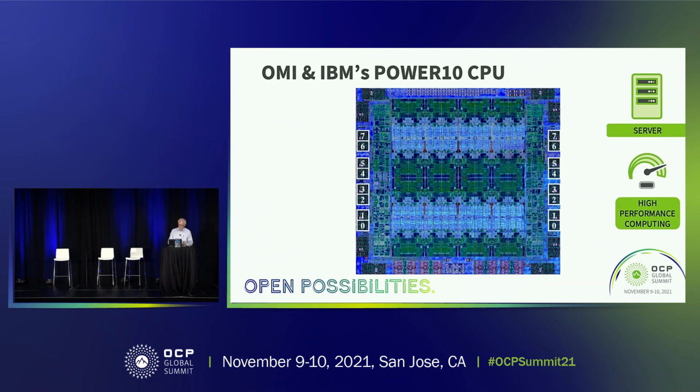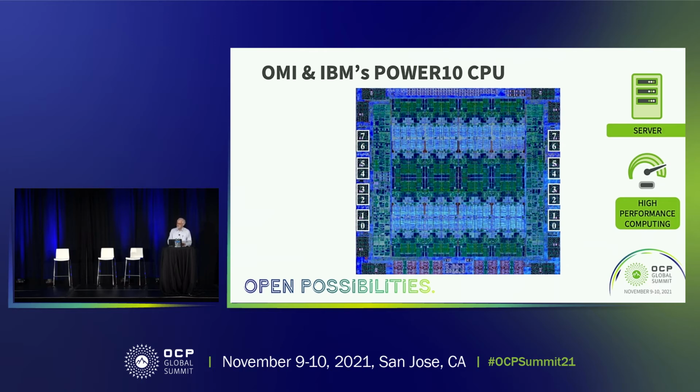IBM uses the Open Memory Interface in its POWER10 processors to reduce the processing area consumed by IOs while still achieving a high data bandwidth. The OMI memory channel leverages industry standard 32 gigabit per second PHY signaling, but unlike PCIe, the protocol has been optimized for ultra-low latency memory interactions.